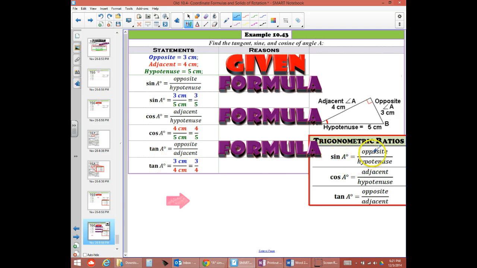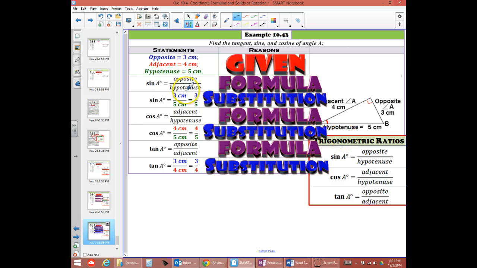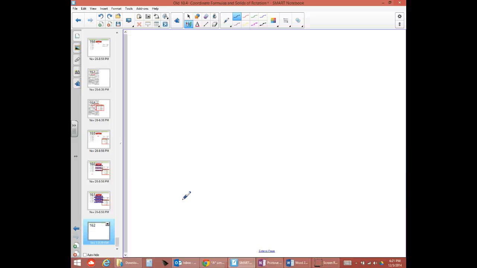Now, if I plug in the opposite and hypotenuse values, notice here, opposite, what? 3 centimeters. So I plug it in. Hypotenuse, that's 5 centimeters. I plug it in. All right. And I just go down, 3 over 5, 4 over 5, 3 over 4, all the way down. So make sure you get these written in to your notes. This is 10.4. Make sure you summarize and fill in the rest of your notes.